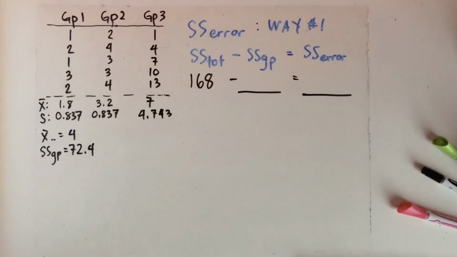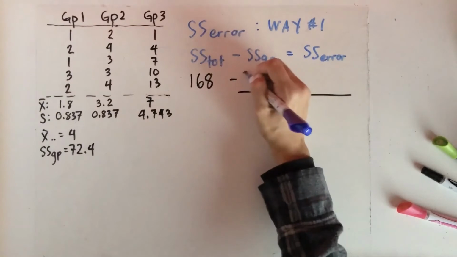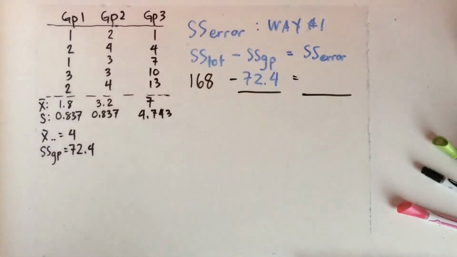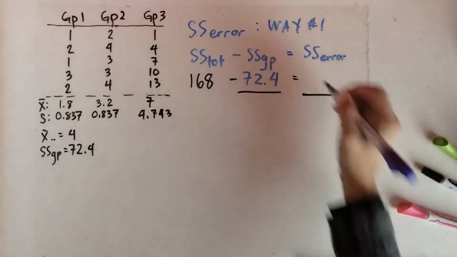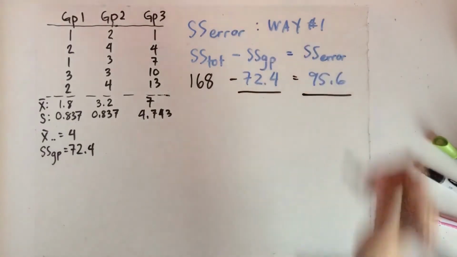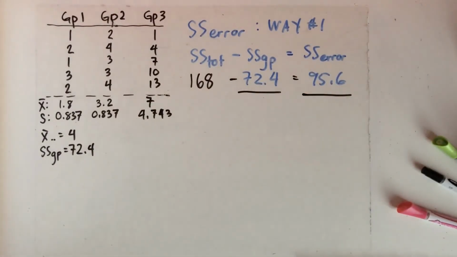Now that we have that SS total is 168, we can subtract SS group, or 72.4, and arrive at SS error, which is 95.6. Now, there is another way.